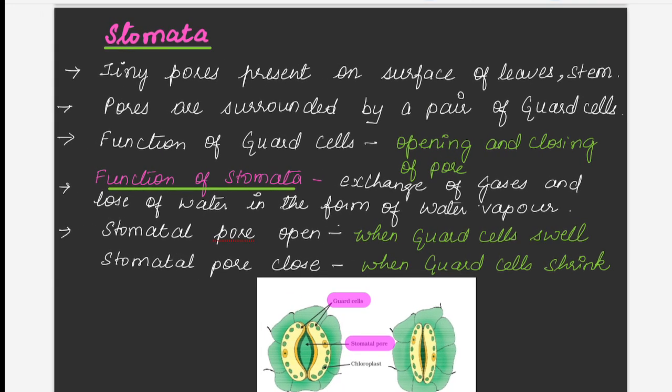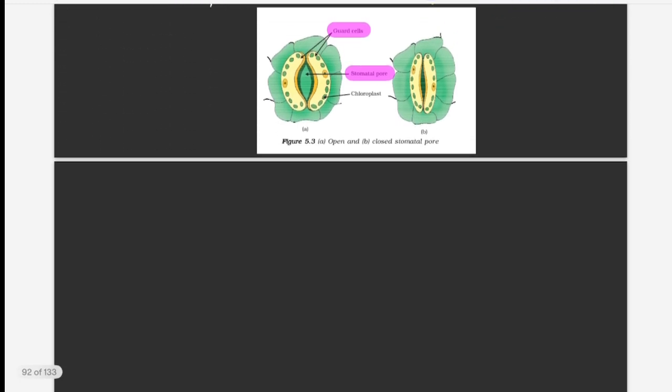So here what we have learnt is, what is a stomata? Where it is present, it is surrounded by guard cells. What is the function of the guard cell? Opening and closing of the stomatal pore, and two main functions of stomata, and what is the reason or when the stomatal pore will open and when it is going to close. So that is what we have learned now. Now I'll teach you how to draw the structure of these guard cells. So let us draw now.